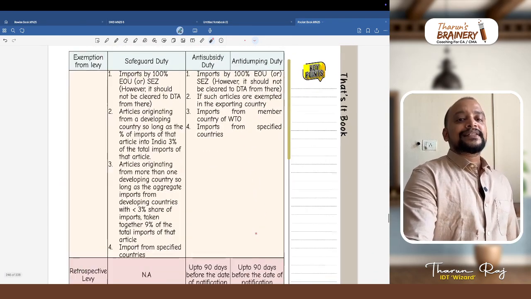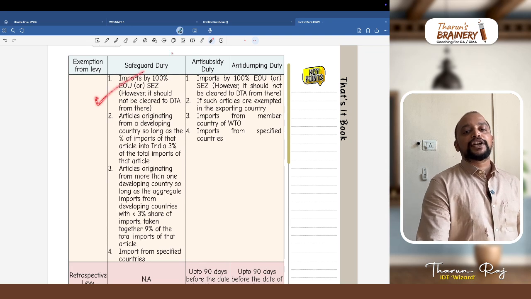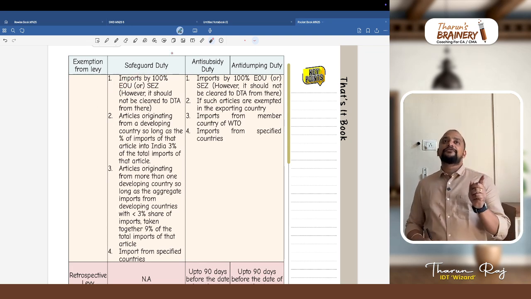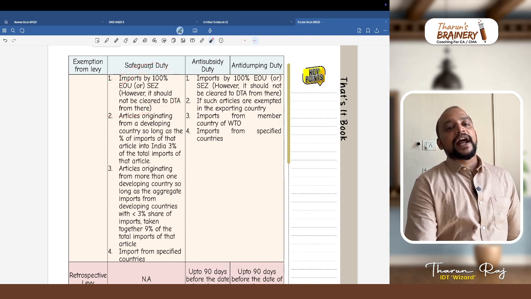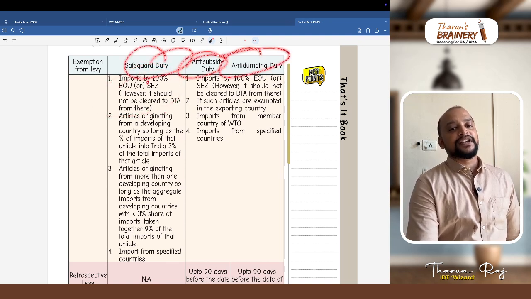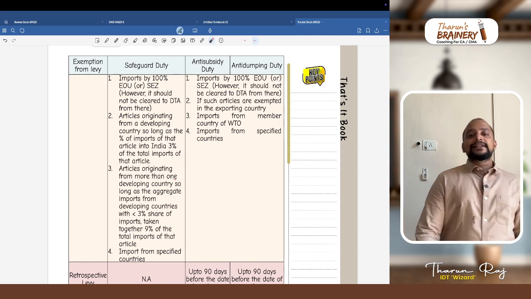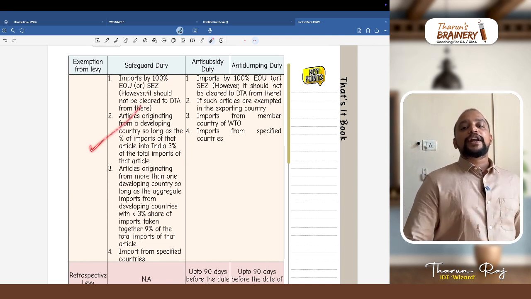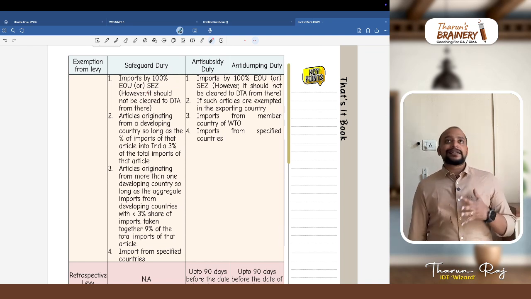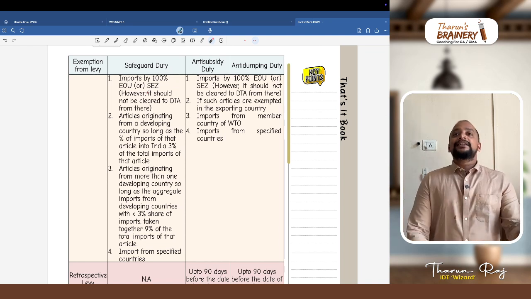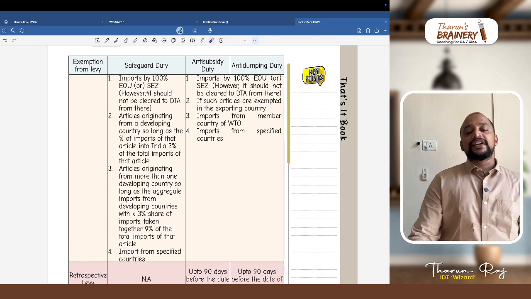Then next, exemption from levy. If you see safeguard duty, imports by 100% EOU or SEZ, that point is common for all three. Imports by 100% EOU or SEZ is exempted for anti-dumping duty, anti-subsidy duty and safeguard duty. However, if cleared to DTA, then they need to pay. And second point in safeguard duty, if you are importing an article from a developing country, a lot of developed countries are there, but import from a developing country that does not exceed 3% of the total article imported into India, then there won't be safeguard duty.